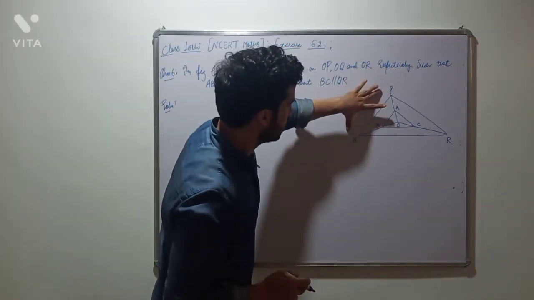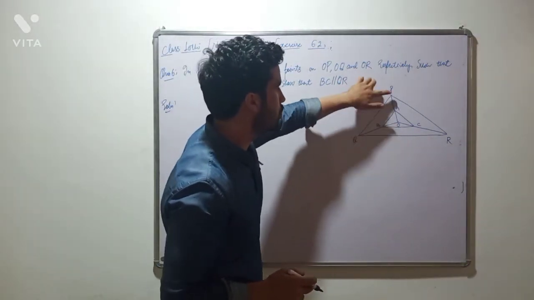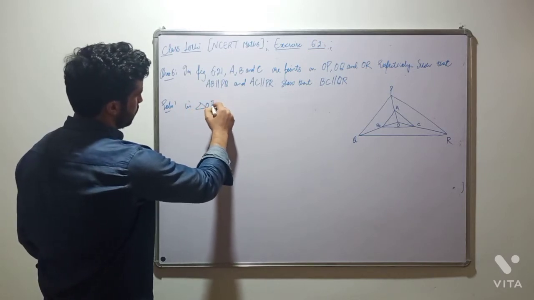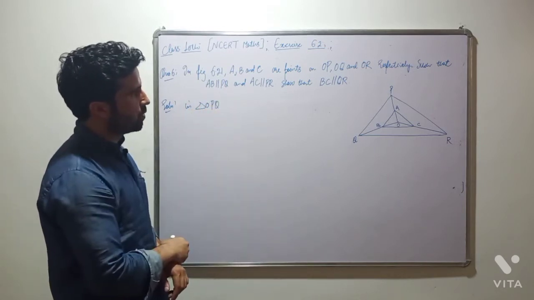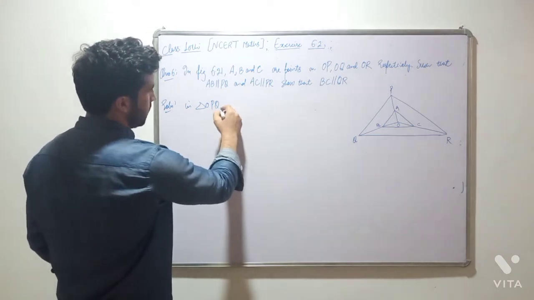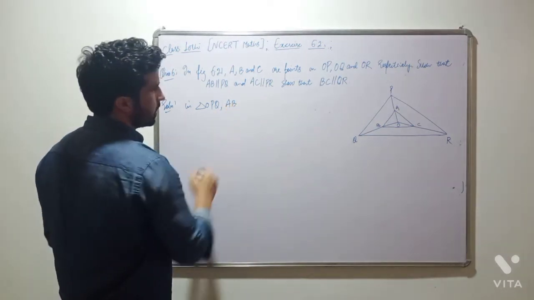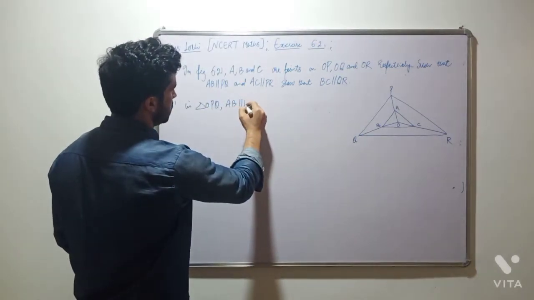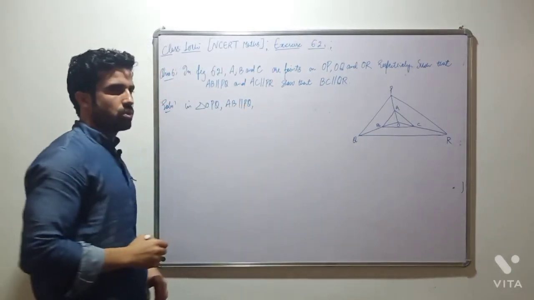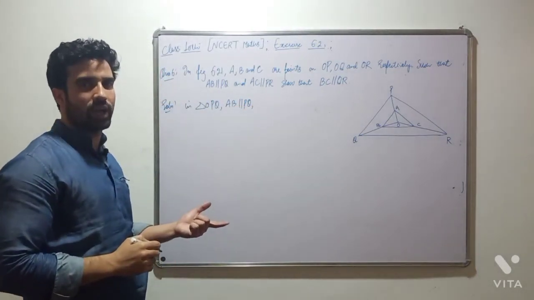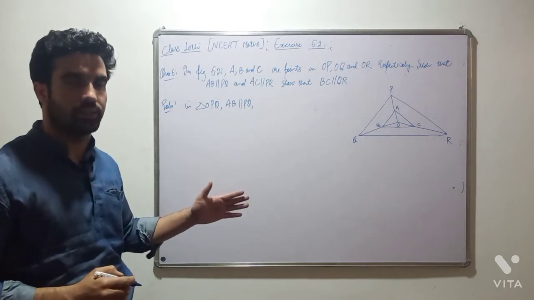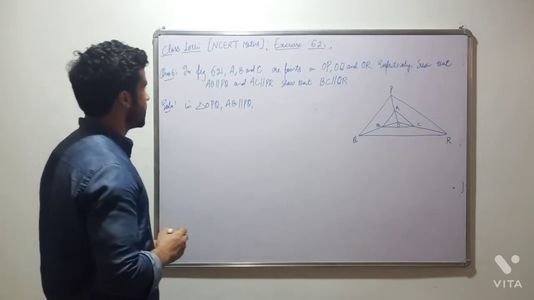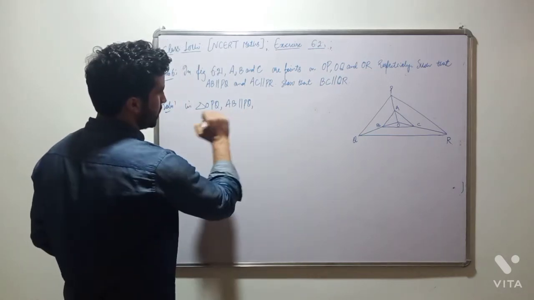AB is parallel to PQ. Okay, this means let's consider triangle OPQ. We will write, in triangle OPQ, AB is parallel to PQ. So we have a triangle where a line is parallel to one of its sides, so we may apply the basic proportionality theorem. So in triangle OPQ, AB is parallel to PQ.